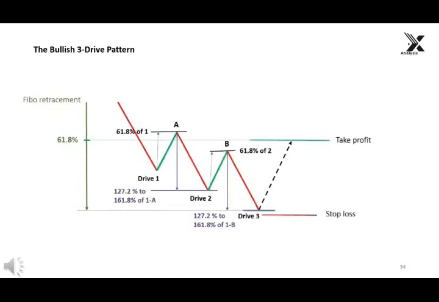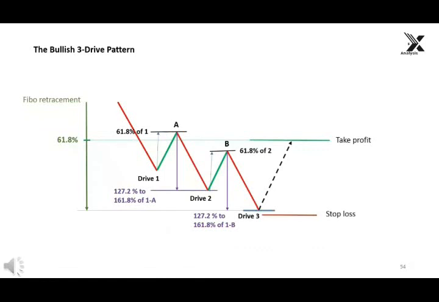The 3-drives pattern is characterized by a series of higher highs, or lower lows that complete at a 127%, or 161.8% Fibonacci extension. The bullish version of the pattern can help to identify possible buy opportunities, and the bearish version can help to identify possible sell opportunities.